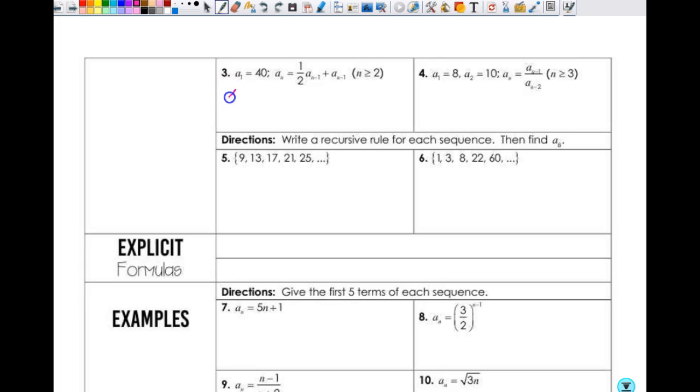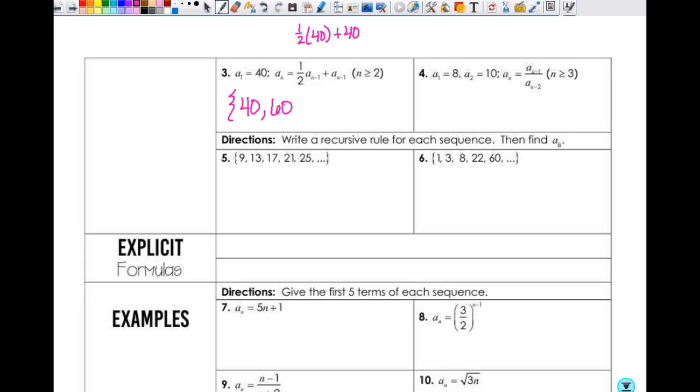Again, we want the first 5 terms, right? So this is a sub n, and I know what the first term is, it's 40. Then I have a sub n minus 1 and n minus 1, which means I'm using the same number in both. If I want the second term, that means I'm going to do 1/2 times a sub 1, which is 40, plus 40, right? So half of 40 is 20, plus 40 is 60.